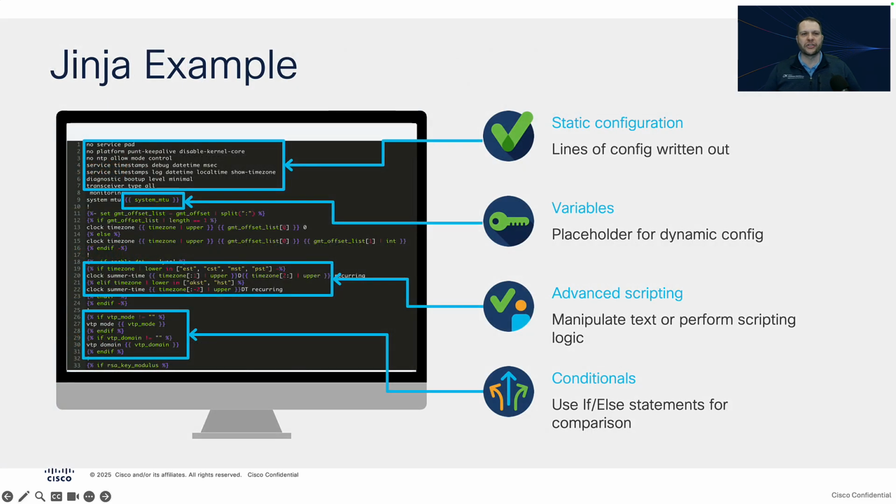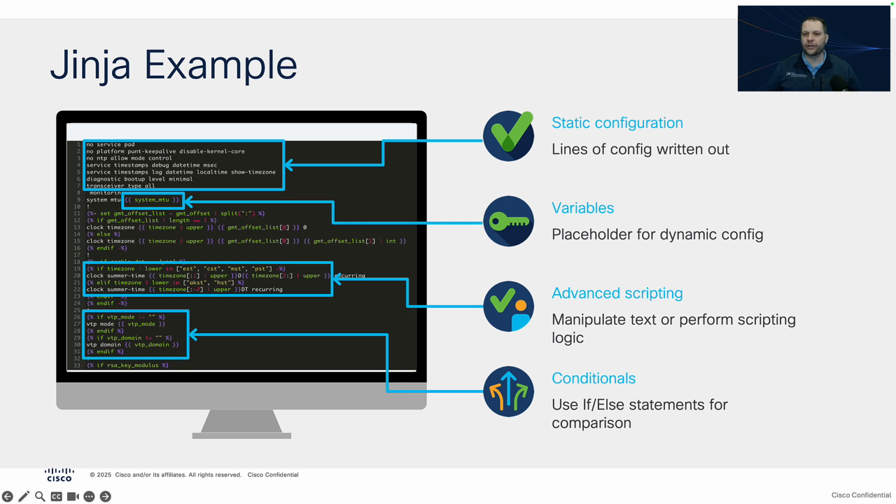So here we'll show an example of what a Jinja template might look like in Catalyst Center. And Jinja is just one of two available templating languages that you can choose. The other is called Velocity, which we'll cover in a separate video series. So templates can include static configuration, which are simply lines of text that you just want printed out unchanged or unmodified to the output and becoming part of the device configuration.